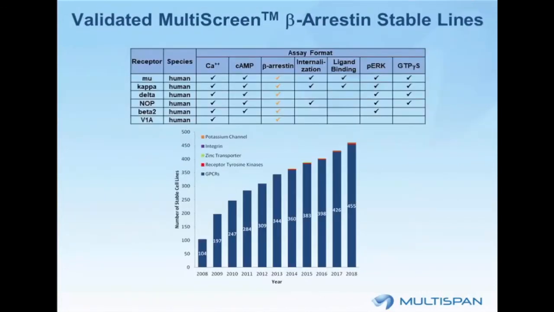We've developed several cell lines now with this, and I've told you about all the ones basically. So mu, kappa, delta, nociceptin, beta-2, and the V1A receptor. These are the different assays we have in those cells, and here's the beta-arrestin, the new one.